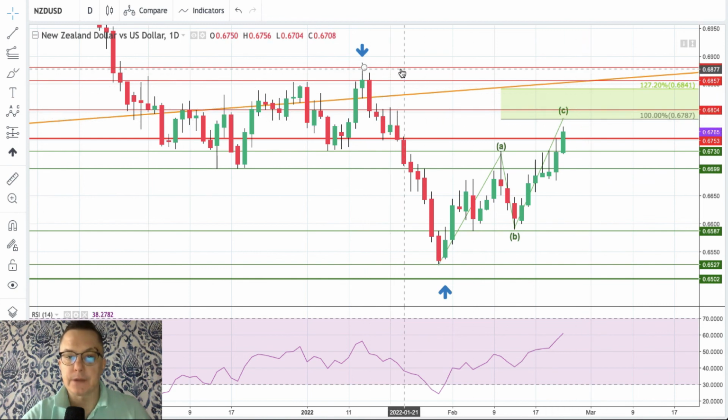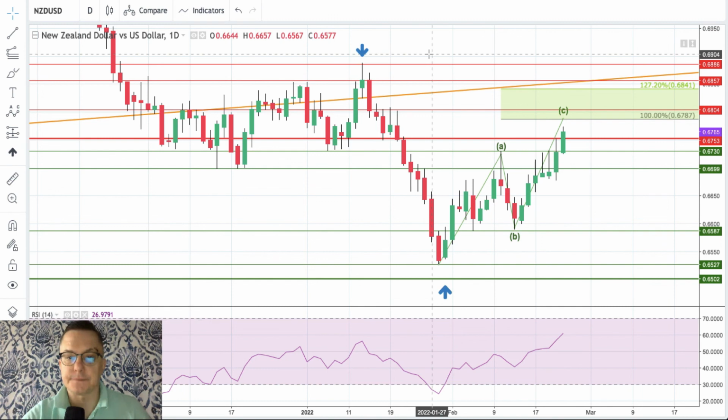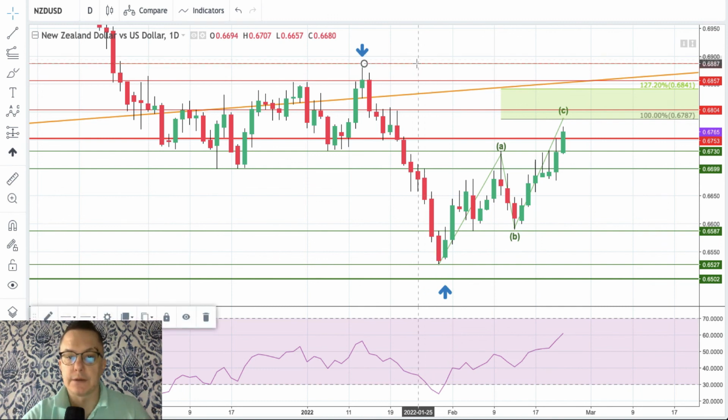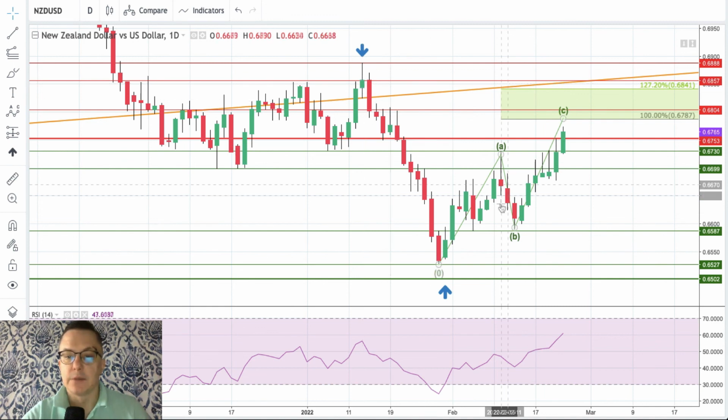But the key level here for the bulls is located at 6,888. This is of course the high of the 13th of January 2021. So pretty nice developing here on the New Zealand to US dollar. Let's see how the market would react on the technical levels.